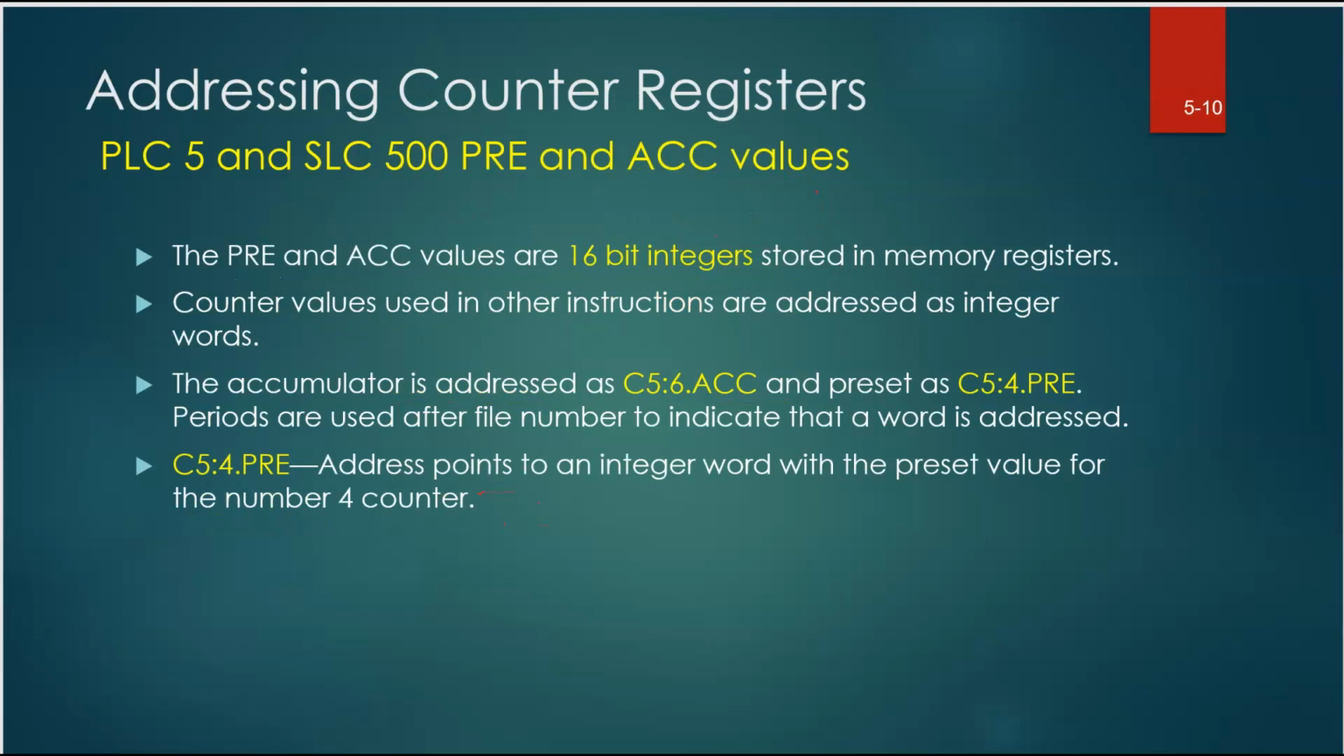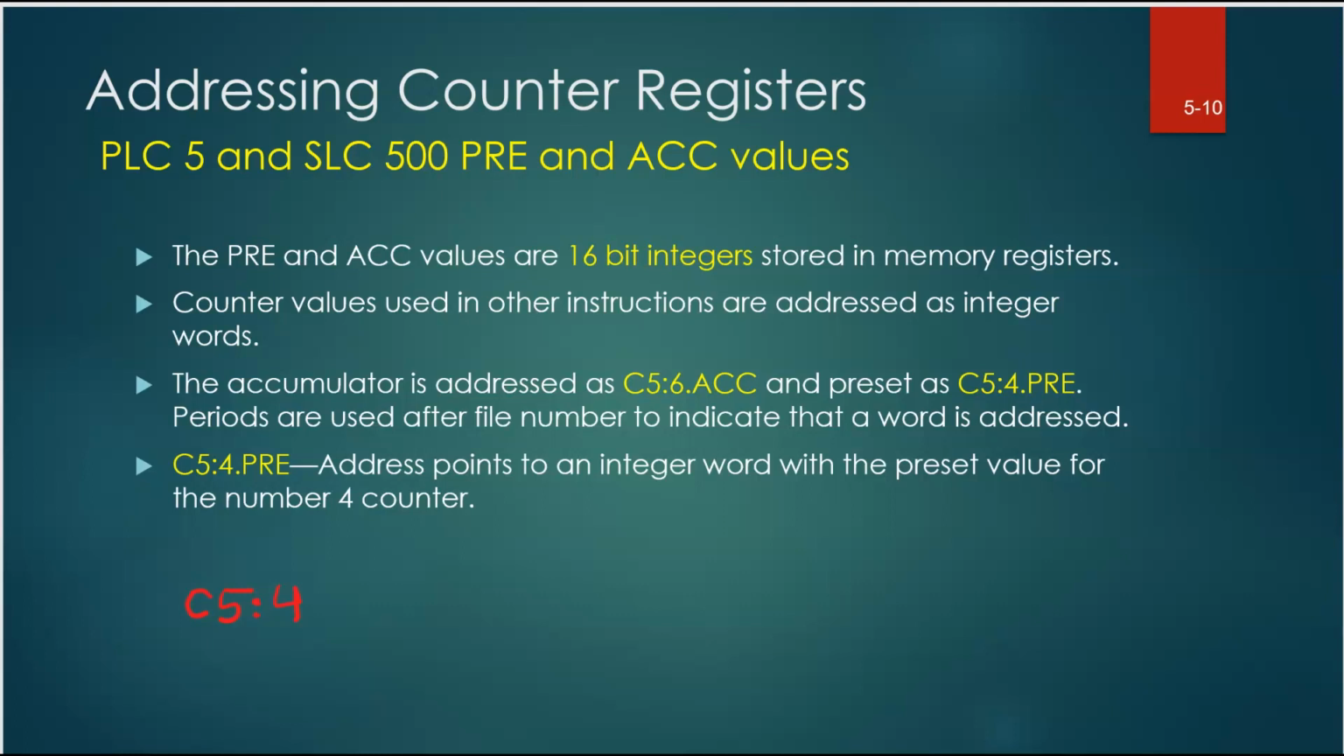The next thing I want to discuss is how to address the counter registers. Let's assume that somewhere in your program you need to address the preset value of a specific counter. So first you have to describe which counter you want to address. The counter addressing is going to be C5 colon the counter number. Let's assume that I want to address counter 4. So this is counter 4 up to here.